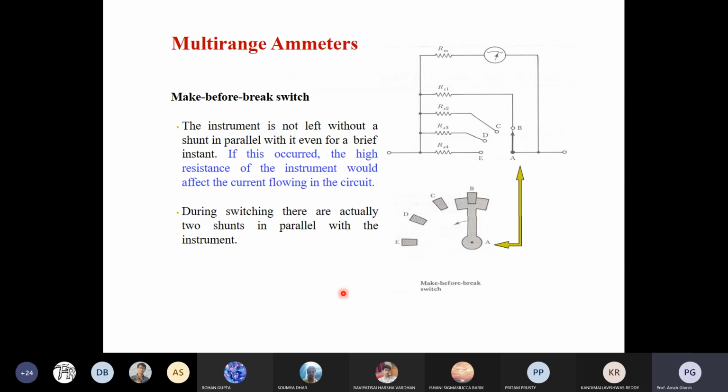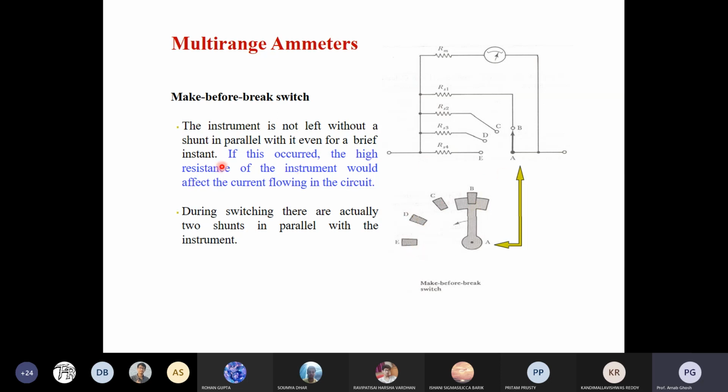Then the multi-range ammeter, which is like your multimeter concept. In a multimeter, different ranges are there for current and for voltage. Measuring instruments have their own values. If you are able to change the shunt resistance path, automatically you are able to measure those values. That's why it is called a multi-range ammeter. Initially it is in B condition, then you change to C, D, E.